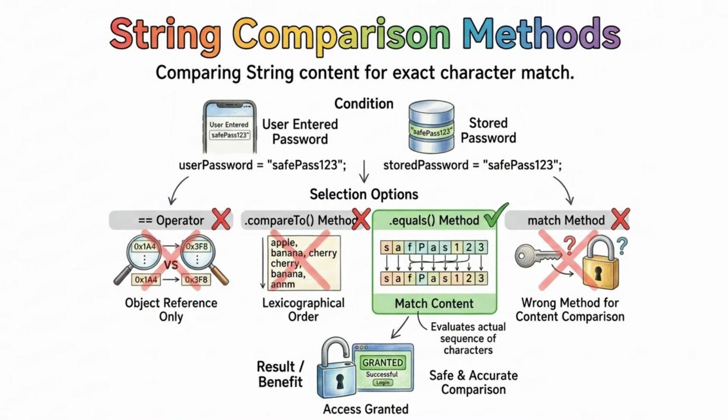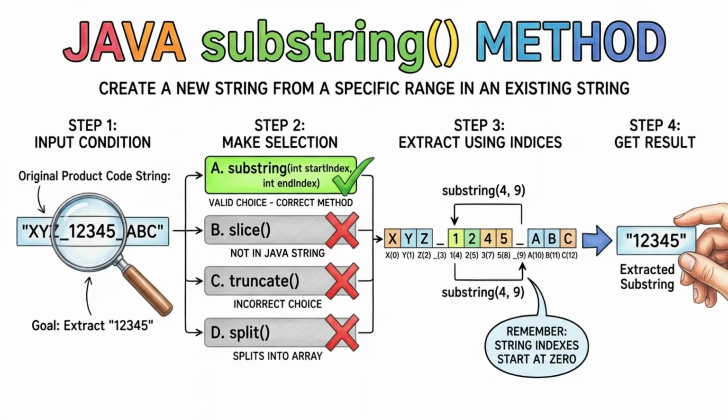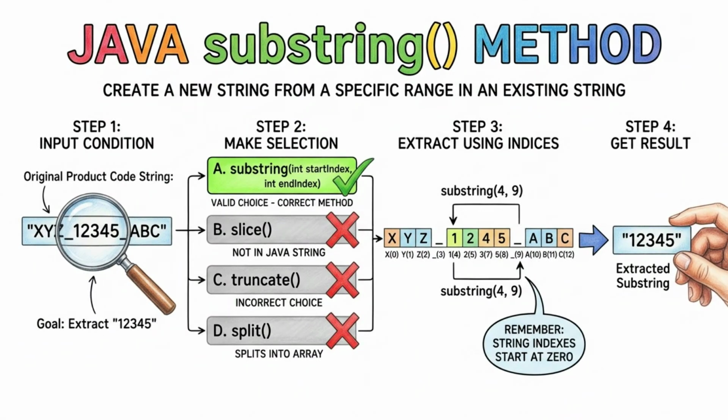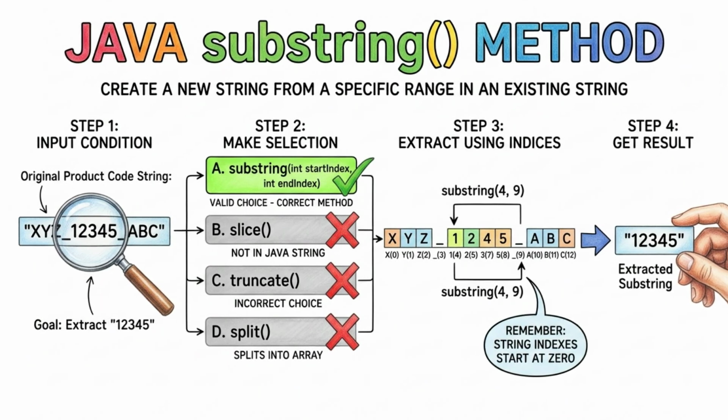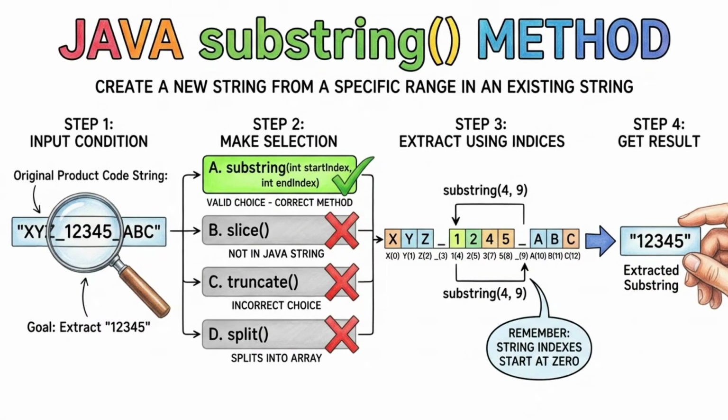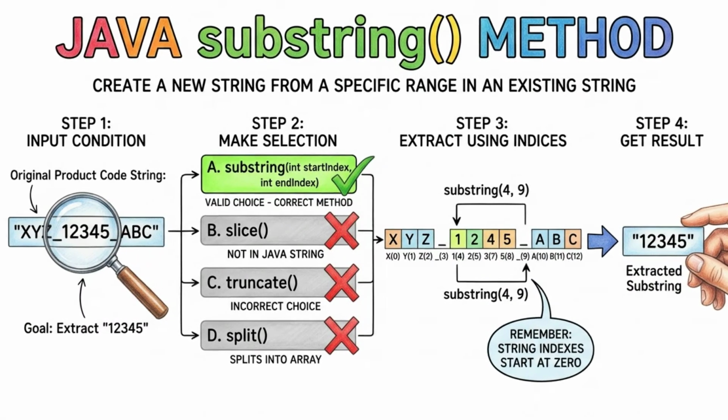If you need to extract a specific portion of text, like grabbing the middle 5 characters of a product code, you will use the dot substring method. By providing a starting index and an optional ending index, this method generates a brand new string containing only your targeted characters. Just remember, string indexes in Java always start at 0.